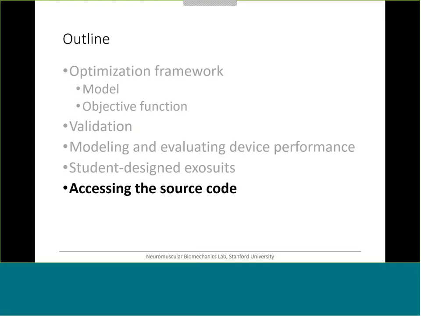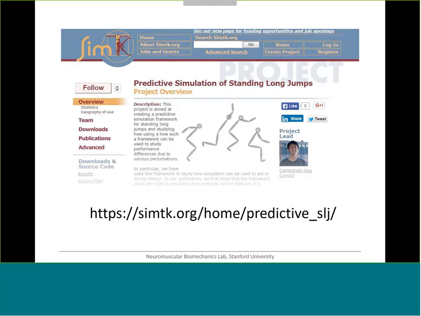Finally, I'll give some details on how to access the code used for these studies. The source code and results are available at the link here at simck.org/home/predictive_SLJ. SLJ means standing long jump.